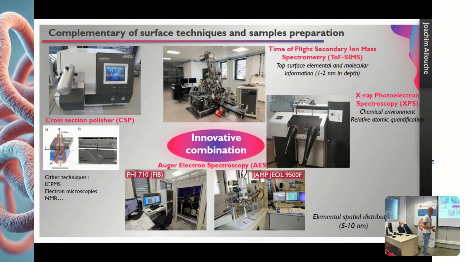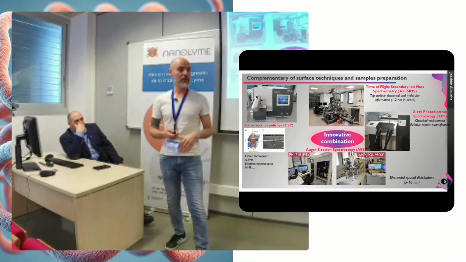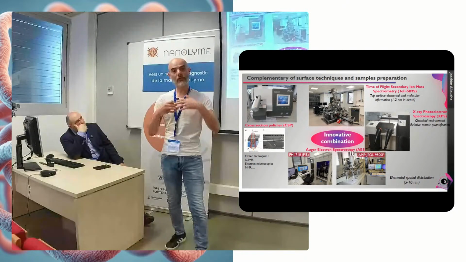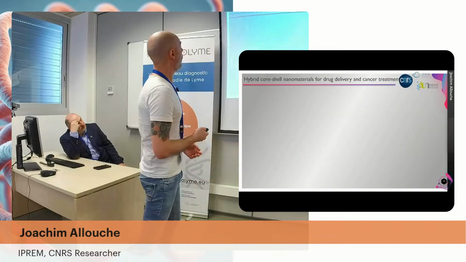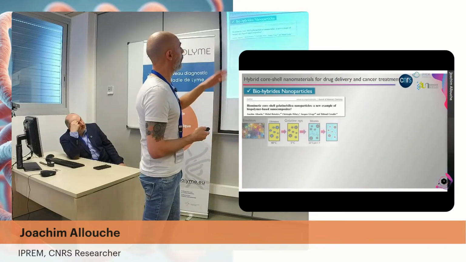And we are also using Auger spectroscopy that gives the composition of the surface of the material, but with a very high resolution, because we can map the elemental distribution of the surface of the material at 10 nanometer scale. So it's very important for us for developing nanomaterials and so on. So, first example.